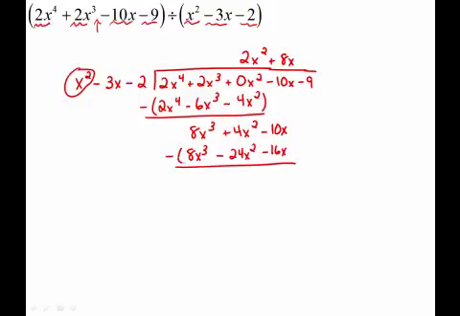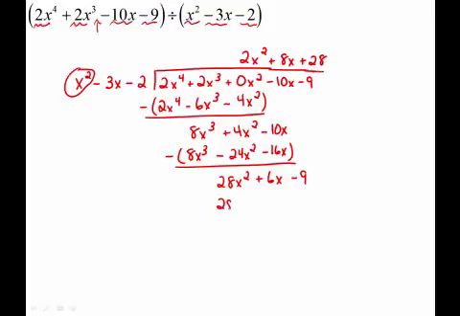And then subtract. Again, the first two are the same, so that's perfect. 4 minus negative 24 is positive 28. And negative 10 minus negative 16 would be plus 6x. Bring down the minus 9, and this will be our last trip through because we know we're done. There's nothing else there. So that's going to be plus 28.